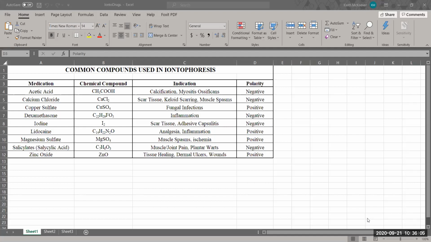So let's say we're doing lidocaine for numbing. Then we're going to put the anode on the pad. Does that make sense?